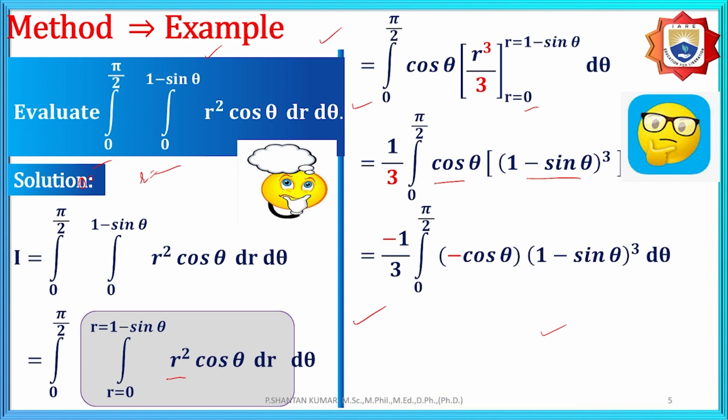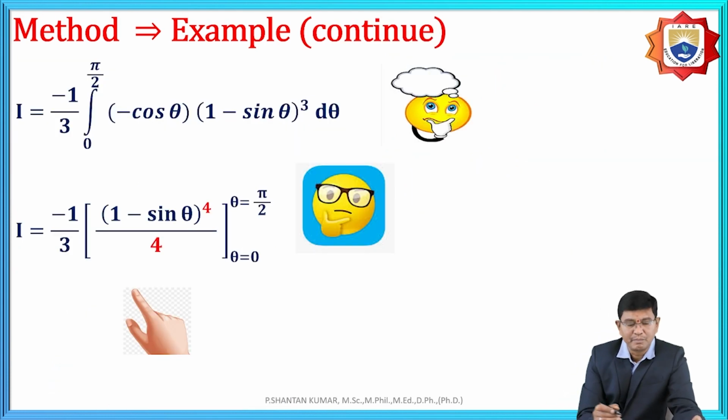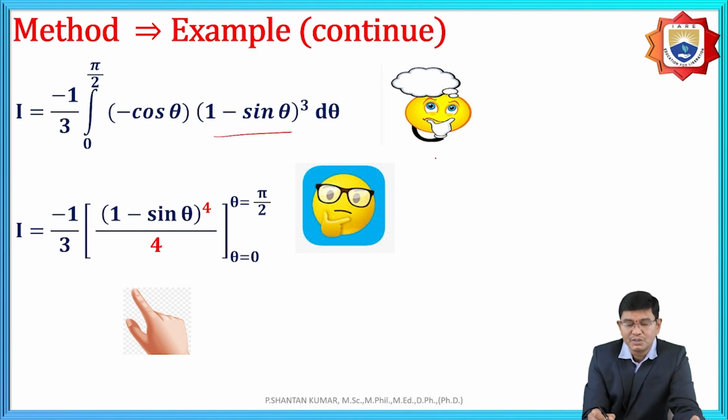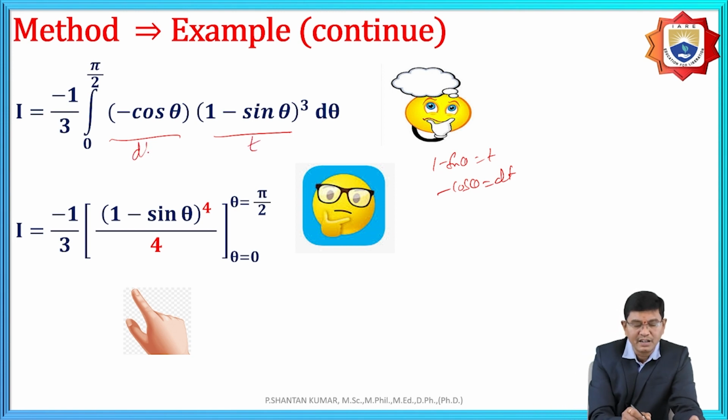And again here, as we know, we take 1 minus sin theta is equal to t, and again minus cos theta d theta is equal to dt. Therefore, the integration of t cube is nothing but t power 4 by 4, and t is nothing but 1 minus sin theta. That means here we need to assume that 1 minus sin theta is equal to t, and again minus cos theta is equal to dt. Therefore, from the given, the term is totally t dt. Therefore, the other term is t and it is dt.